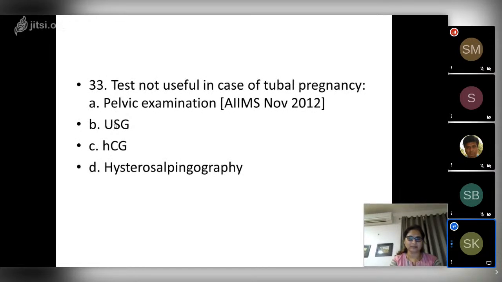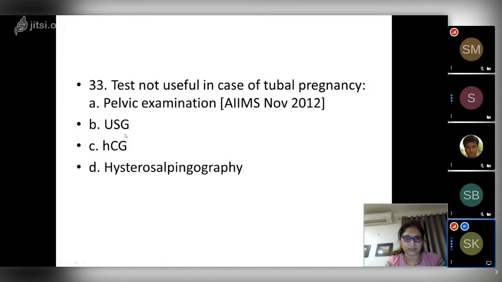For example, if the patient is giving you history of 6 to 8 weeks amenorrhea and the uterus is still normal size when you're doing a pelvic examination, all these points would help you diagnose ectopic pregnancy. We have to do a pelvic examination actually as a routine, stepwise procedure for diagnosis. So pelvic examination is an important tool to diagnose tubal pregnancy. So you cannot negate it, remember. Okay.